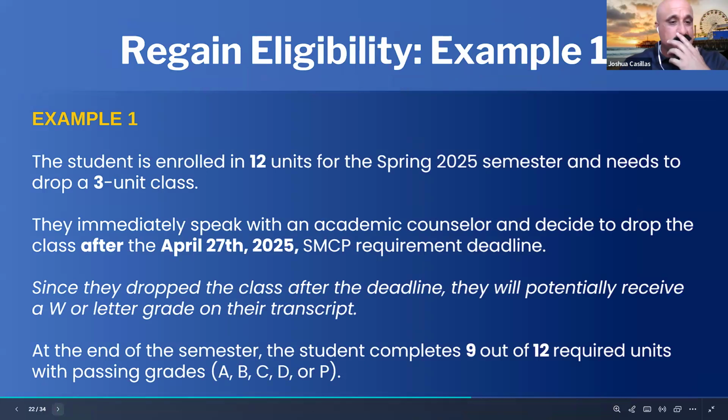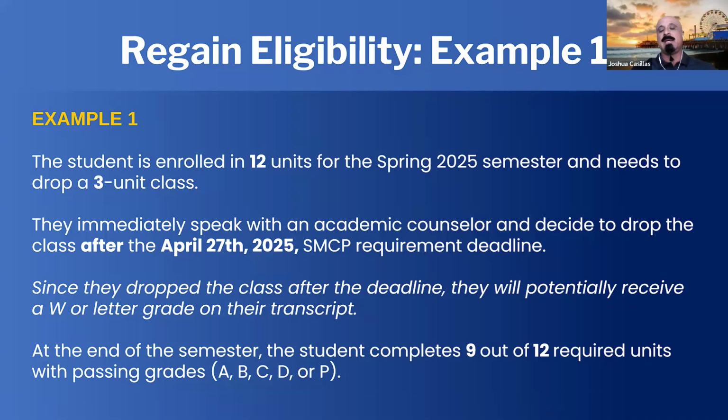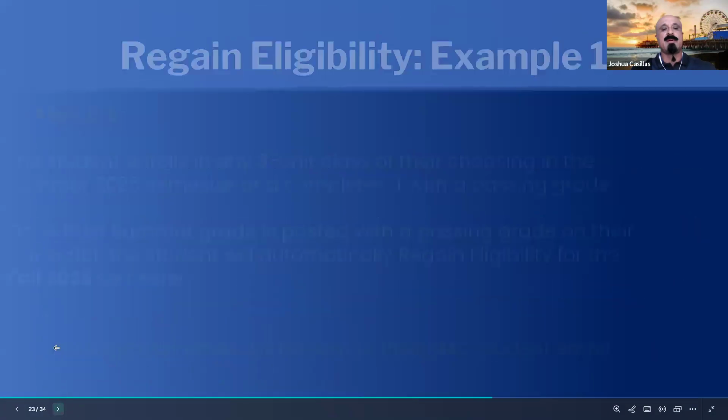So let's look at an example. Example number 1. The student is enrolled in 12 units for the spring 2025 semester and needs to drop a 3-unit class. They immediately speak with an academic counselor and decide to drop the class after the April 27th SMC Promise requirement deadline. Since they dropped the class after the deadline, they will potentially receive a W, which is an honorable withdrawal, or a letter grade on their academic transcript. At the end of the semester, the student completes 9 out of 12 units with passing grades. Once again, A, B, C, D, or P is a passing grade. They completed 9 units for the spring semester, okay?